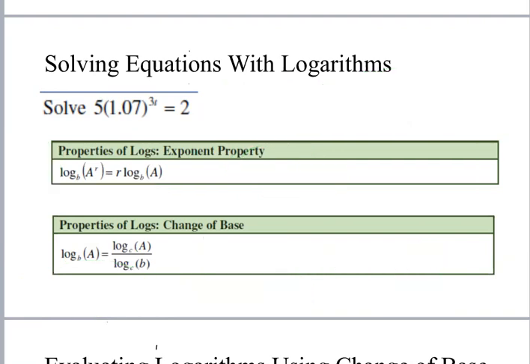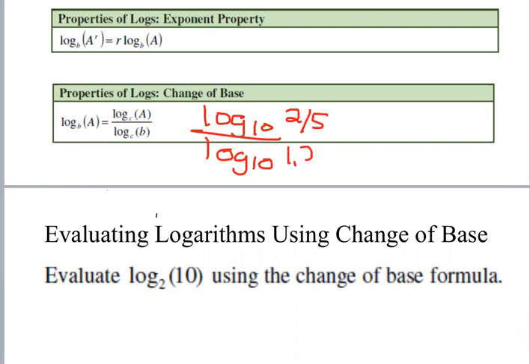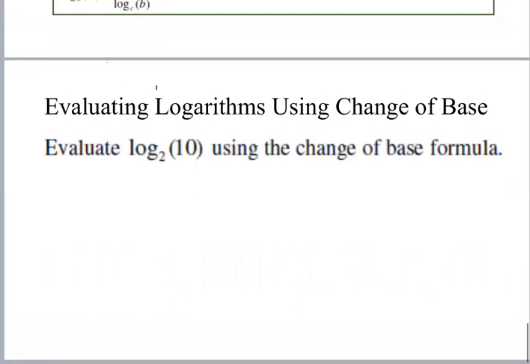And I should note, with a change of base, you can either use log base 10 over log base 10, and then the two numbers like 2/5, 1.07, or you can do a natural log of the 2/5 divided by natural log of the 1.07. Either one is fine. It's a ratio of logs, and we're just trying to figure out which buttons we have. All right, so evaluating this one to go over the change of base.